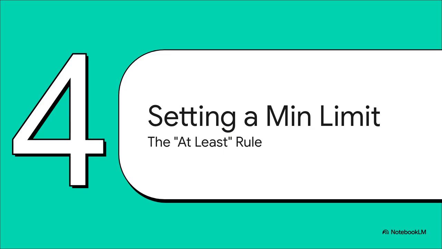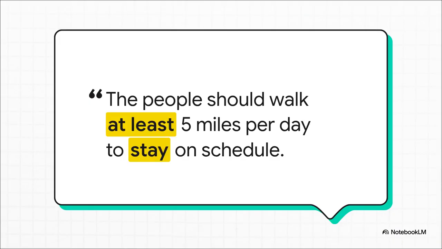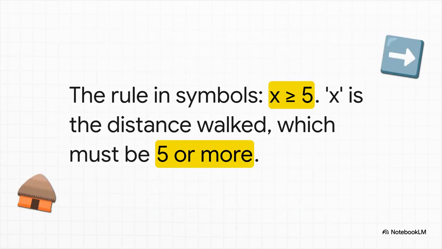All right, so that was a ceiling. Now let's flip it around. Let's talk about the opposite, a floor, a minimum requirement that you absolutely positively have to meet. So now the logic is totally flipped. We don't have a ceiling anymore, we have a starting line. 5 miles is the bare minimum to stay on track. If you do anything less than that, you're falling behind. And the math for this, just as simple. x is greater than or equal to 5.